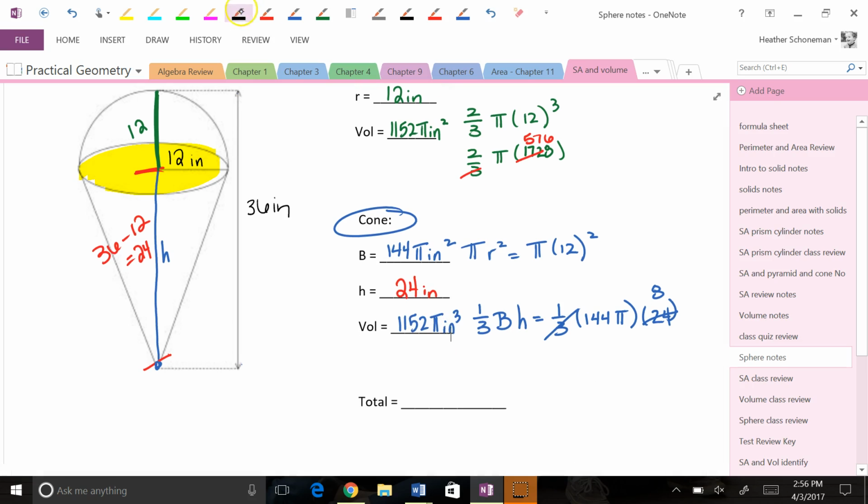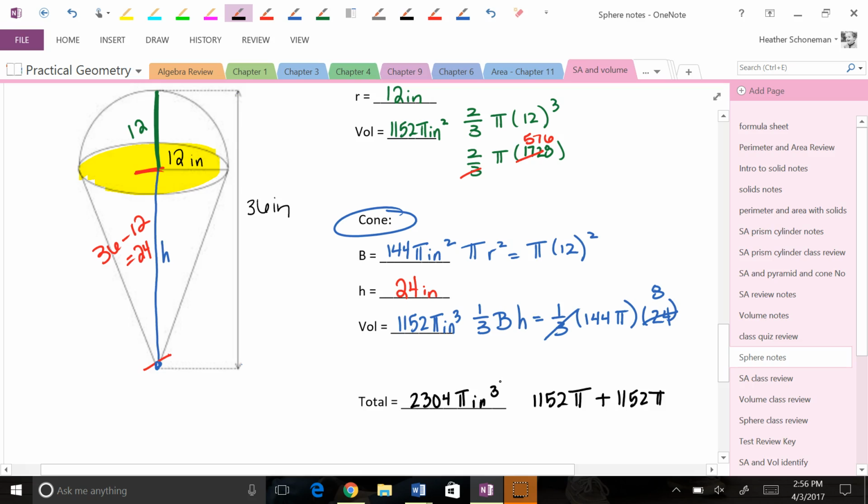So now to get the total volume, we're going to add the two volumes together. So, oh, they're both 1152. What are the chances? Not very good. So 1152 plus 1152 pi gives us 2304 pi inches cubed. And we are done.